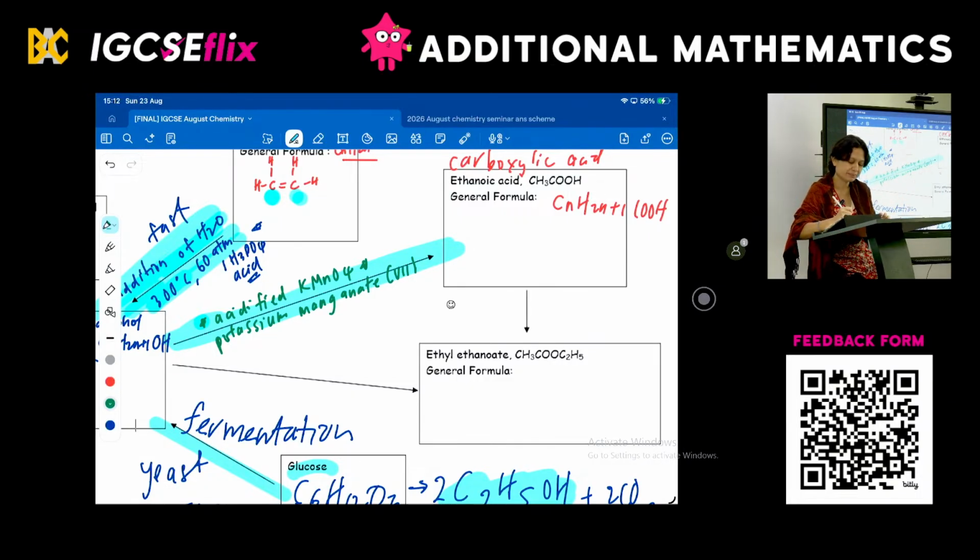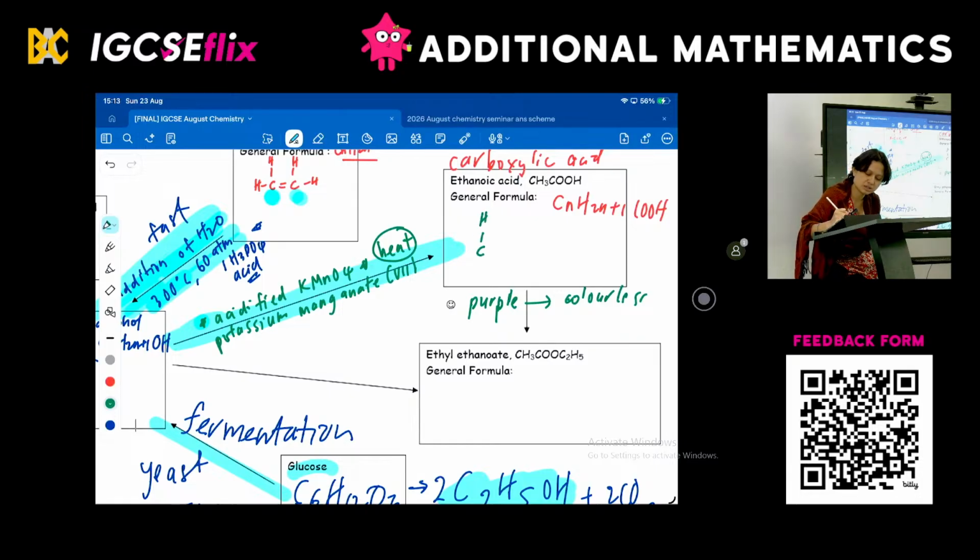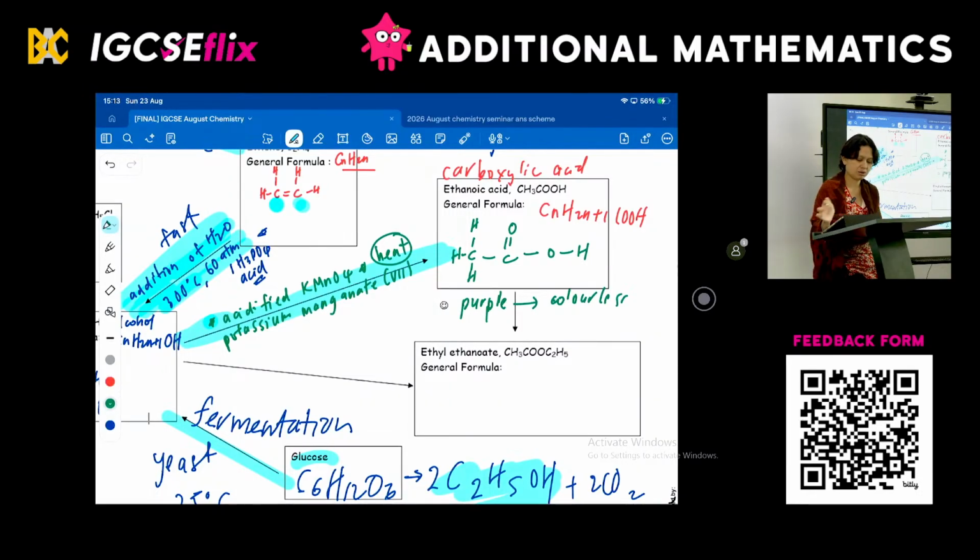No, you need to heat it up. Okay, you heat it up together with potassium manganate 7. What is the color change? Who can remember? Who's your best friend? Come on, potassium manganate. Purple to colorless. CH3COOH. So this is the fast way of making it. Okay, this is method number 1.